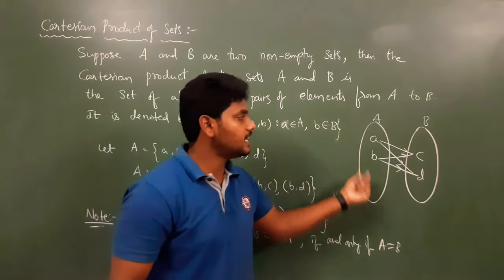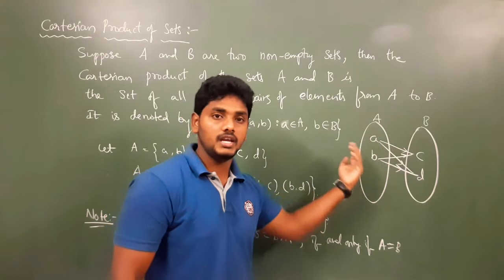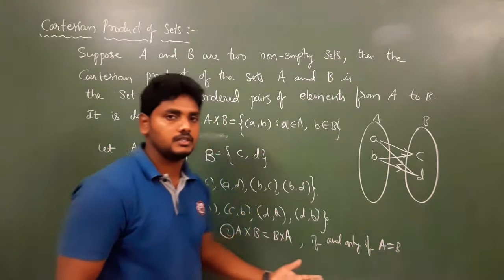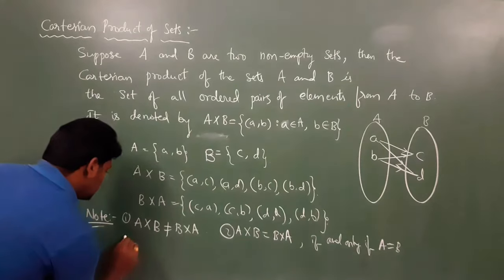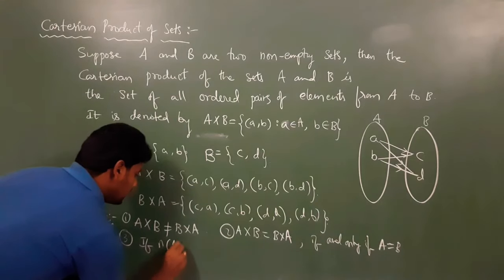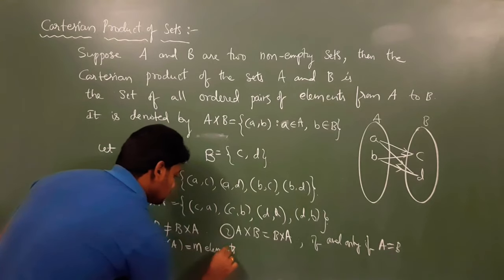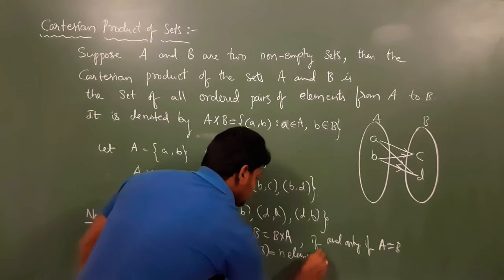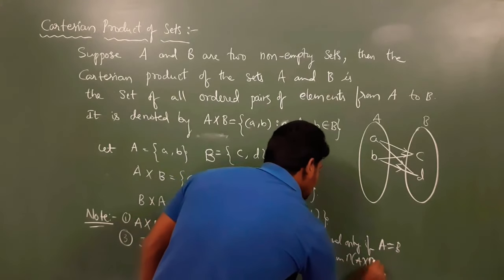Nothing but if A is a comma b, B is also a comma b, then from that side also ab, ba, bb. When will it be equal? If A equals B. But in all remaining cases A cross B is not equal to B cross A. Another important point: if n of A is equal to m elements, next n of B is equal to n elements, then n of A cross B is equal to what?